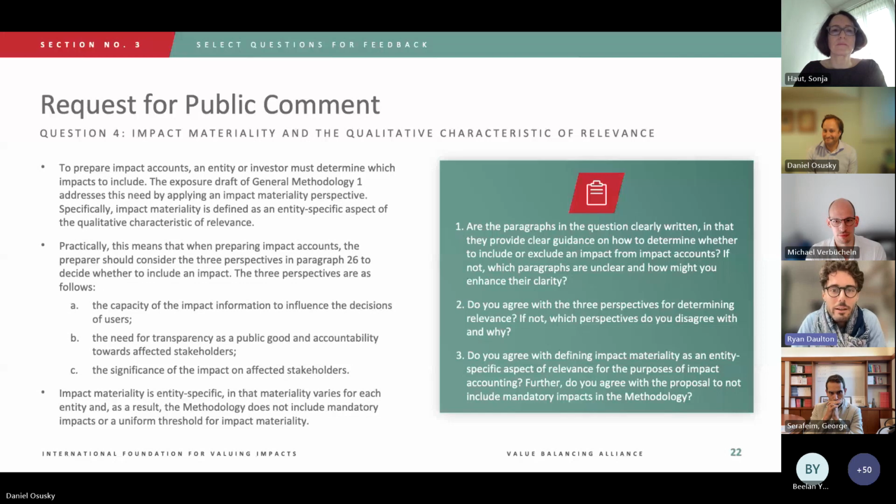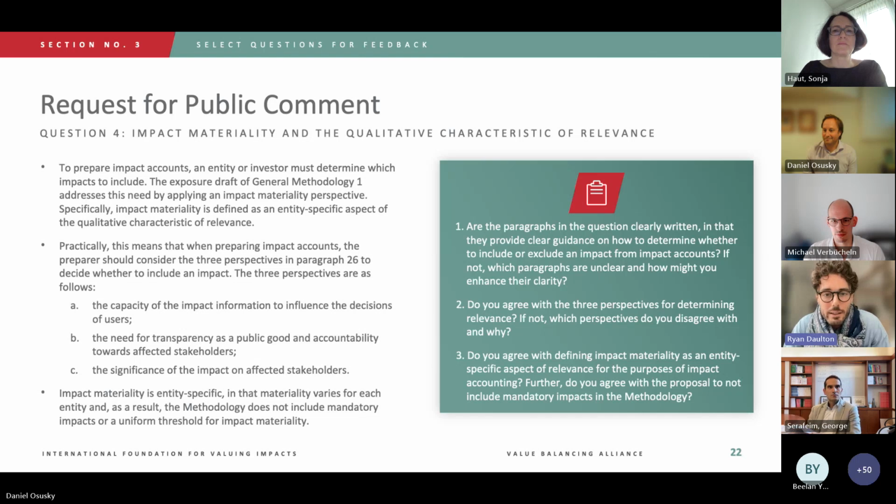The last question I'll highlight is question 4 in the explanatory note, which relates to impact materiality and the qualitative characteristic of relevance. As I mentioned, to prepare impact accounts, a preparer must determine which impacts to include in impact accounts. The exposure draft of GM1 addresses this need by applying an impact materiality perspective, specifically an entity-specific aspect of the qualitative characteristic of relevance.